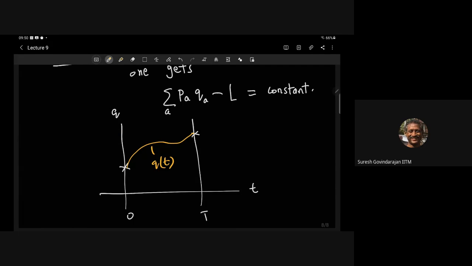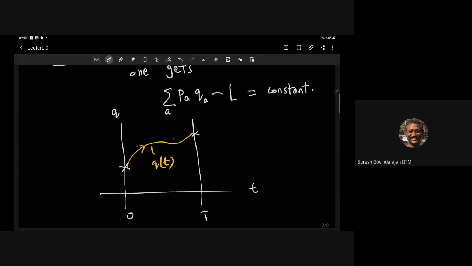There are infinite number of curves which will connect q of 0 with q of T. These two values are fixed, but I can have something else. So we have to determine this thing. We need to get the trajectory. We don't know that. You have to tell me how it evolves in time, how it goes from 0.